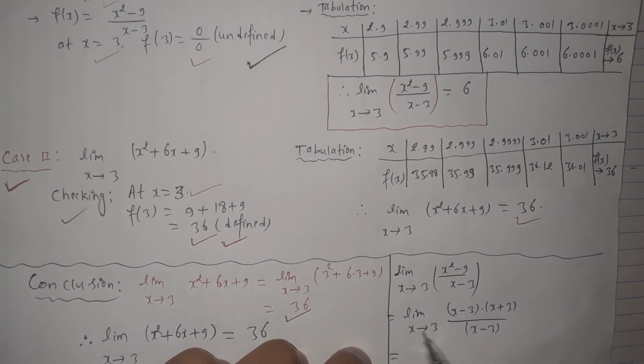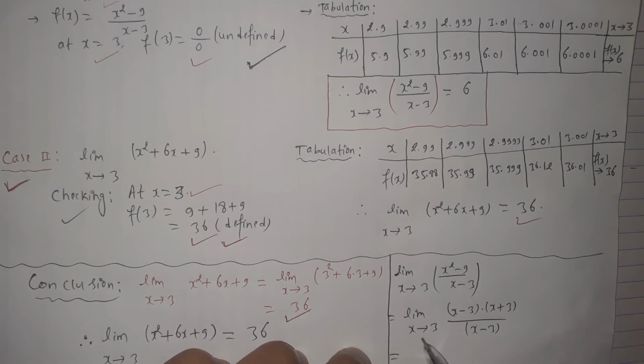Here x approaches 3 means we are going to take values of x very close to 3, not exactly equal to 3. If x is exactly equal to 3, these terms will be 0, and here will be 0. 0 over 0 is again undefined. But here we are going to take values of x such that they are very close to 3.